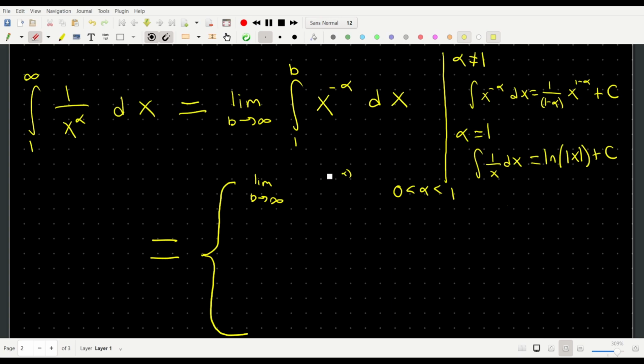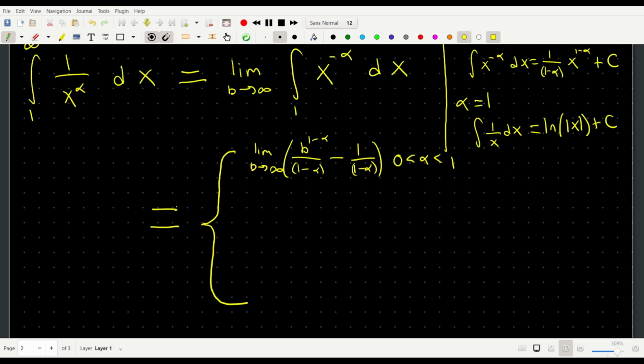So from this, when we plug in our endpoints here, this is going to become b to the 1 minus alpha over 1 minus alpha, minus 1 to the 1 minus alpha, which is just 1 divided by 1 minus alpha. And because 1 minus alpha is positive, since alpha is between 1 and 0, this limit is going to be positive infinity. It's going to diverge.